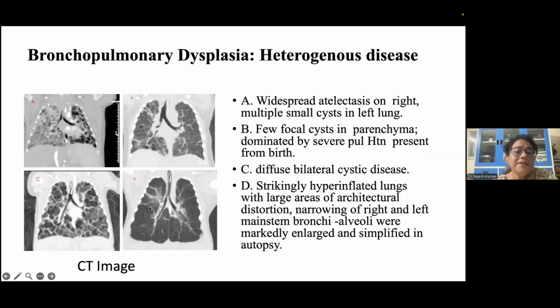But this patient, the D patient, had a strikingly hyperinflated lung with large areas of architectural distortion, narrowing of right and left main stem bronchi, and in autopsy it was found that the alveoli were markedly enlarged and also simplified. So we can see that the disease can manifest with different parenchymal changes, and even in the same patient, there can be different parenchymal changes in different areas.